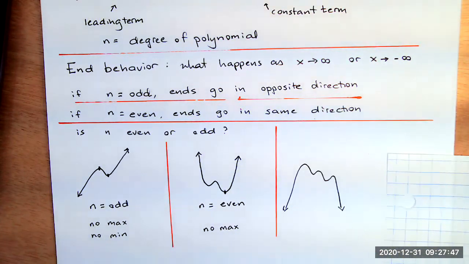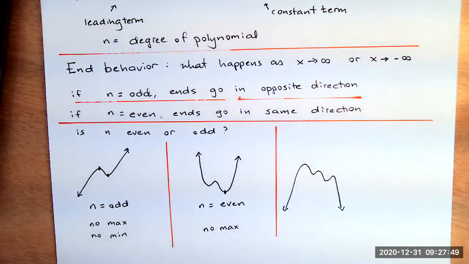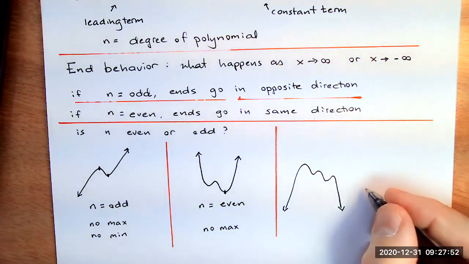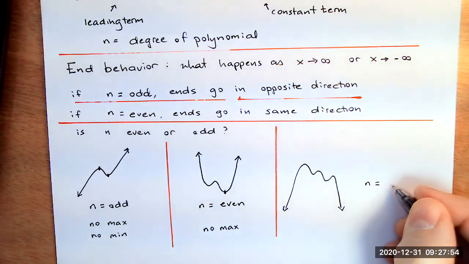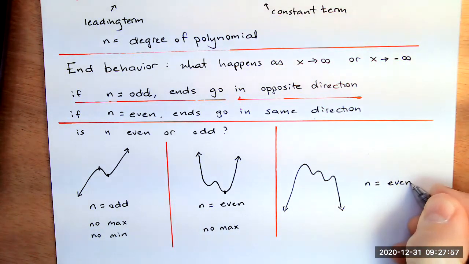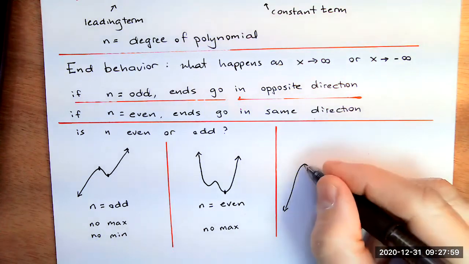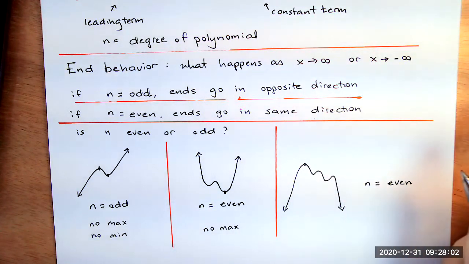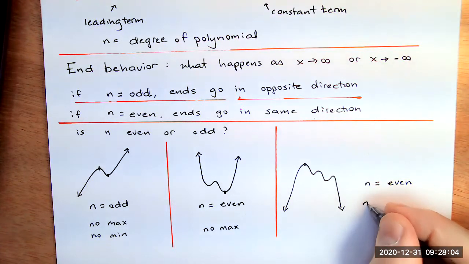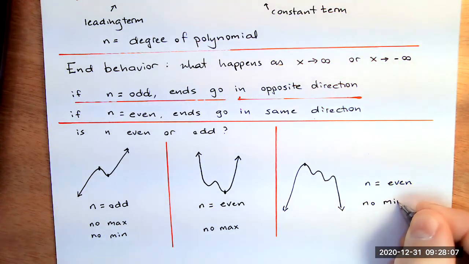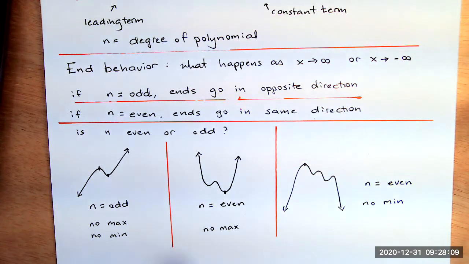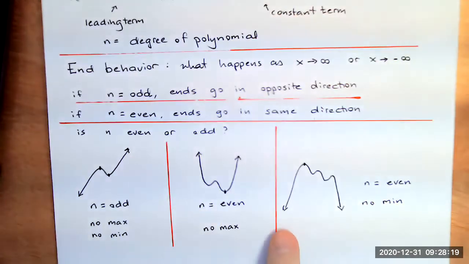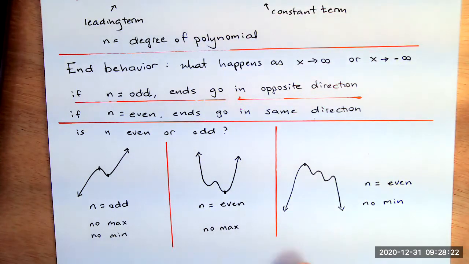All right, what about this polynomial? Is the degree even or odd? If you guessed even, you guessed correctly, and you'll notice that this function has a maximum, but no minimum. And this will be true of all polynomials with even degree. They'll either have no maximum because both ends point up, or no minimum because both ends point down.